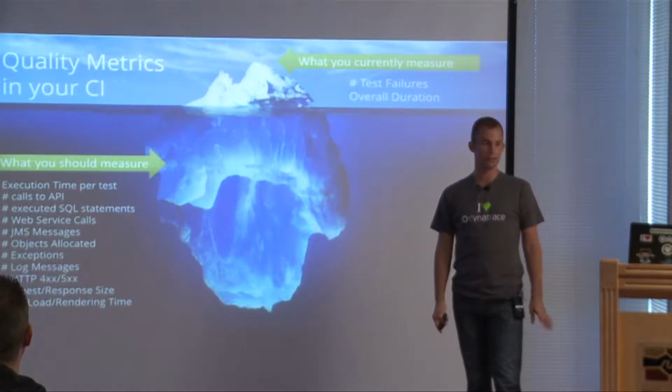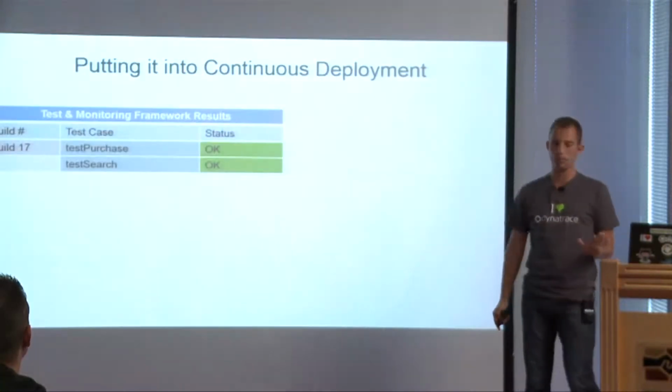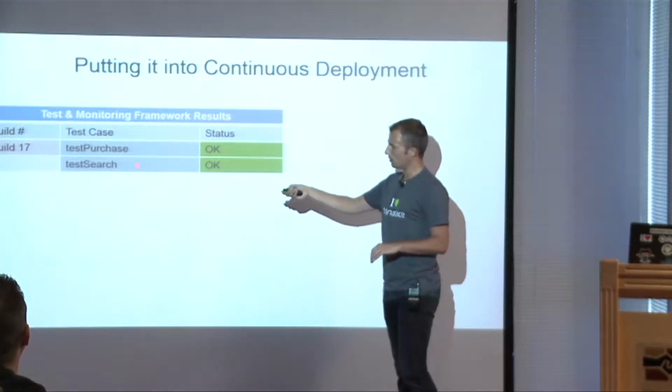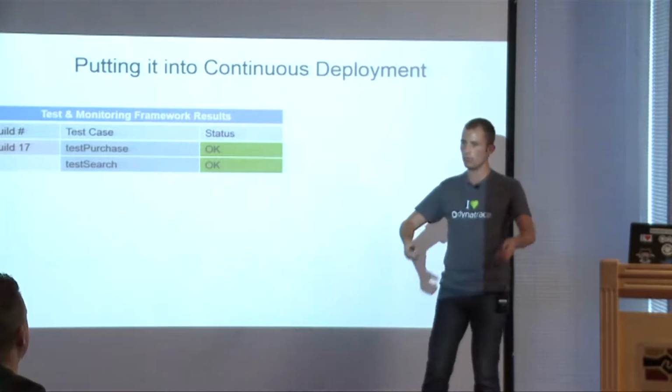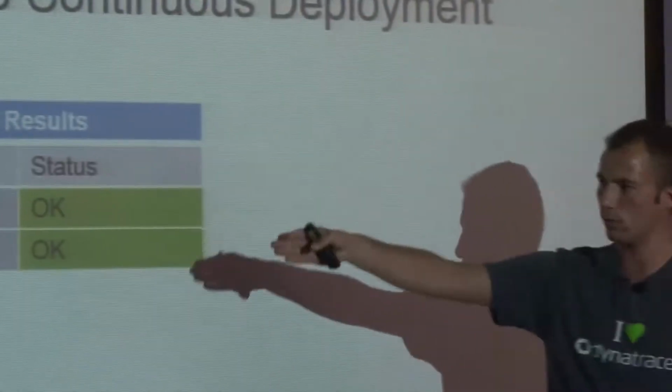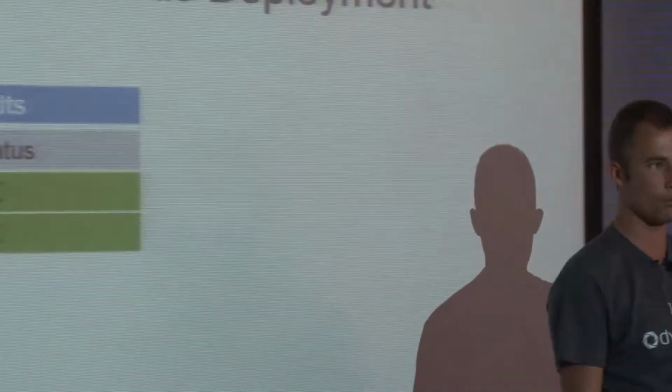And here's how it could look like. I know it's very simplified, but here's an example. If you have a build 17 and you have two test cases, test purchase and test search, and everything is green, it means purchase probably puts the item in my database, and search result brings exactly the searches that I'm expecting. Green.